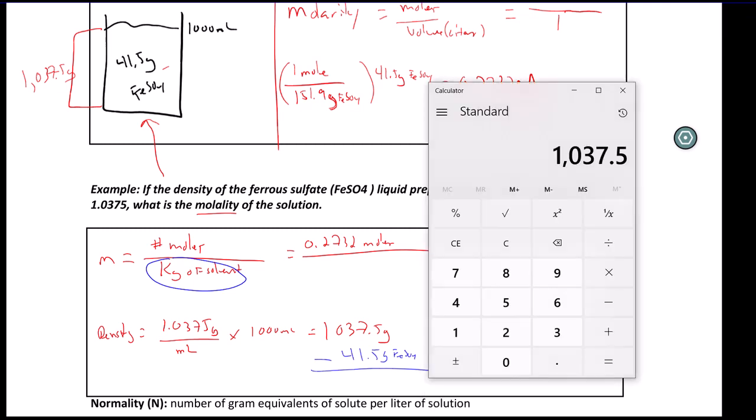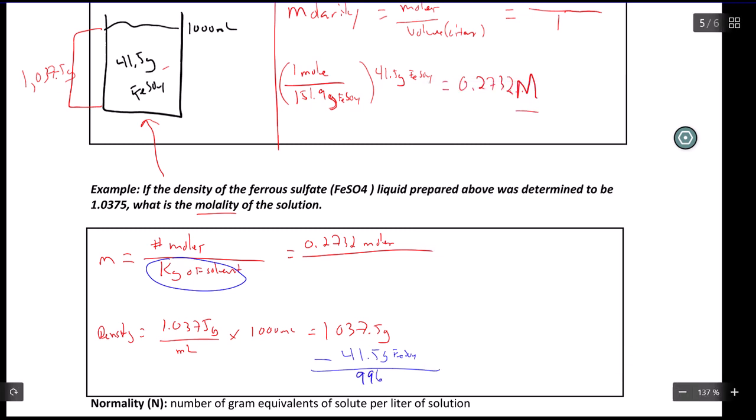So I know the remaining of that. If I take 1,037.5 and subtract my 41.5 from it, I get 996 grams. What is this? This is the solvent. That's what's here in this. If I take 41.5 grams of ferrous sulfate and add to that my 996 grams of the solvent, I'm going to get my 1,037.5. So the denominator here is this, 996.